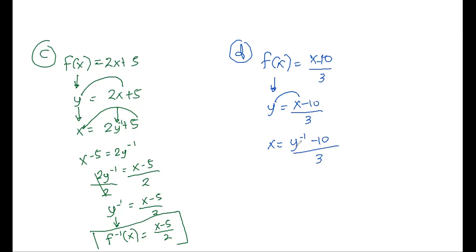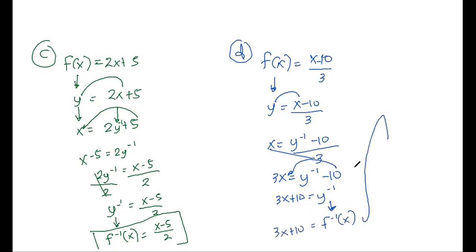Then we need to solve for y to negative 1. So we do cross multiplication. It becomes 3x equals y to negative 1 minus 10. Then we do transposition. 3x plus 10 equals y to negative 1. Then we change the notation for y to negative 1 to f to the negative 1 of x equals 3x plus 10. When we apply the symmetric property of equality, we have f to negative 1 of x equals 3x plus 10. Here's the answer for the inverse of f of x equals x minus 10 all over 3.